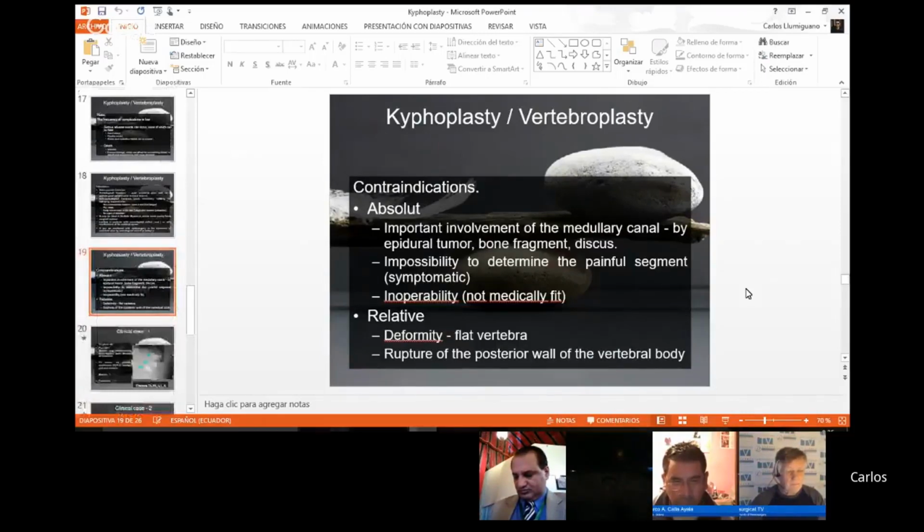What about the contraindications? Absolute contraindications for kyphoplasty or vertebroplasty are important involvement of the medullary canal by epidural tumor, bone fragment, or disc, impossibility to determine the painful segment when the patient is very symptomatic, inoperability, or if the patient has some medical problems that absolutely contraindicate some kinds of anesthesiology techniques. And the relative contraindications are deformity of the vertebral body, such as flat vertebra, and rupture of the posterior wall of the vertebral body.